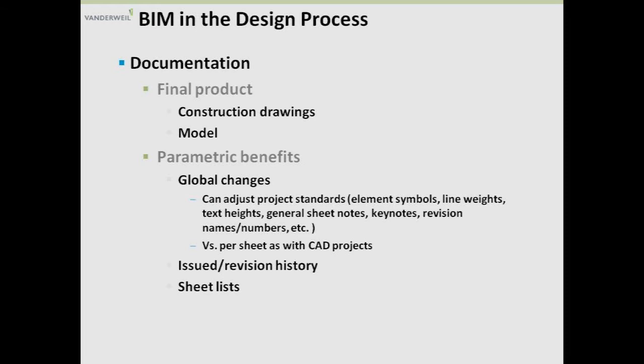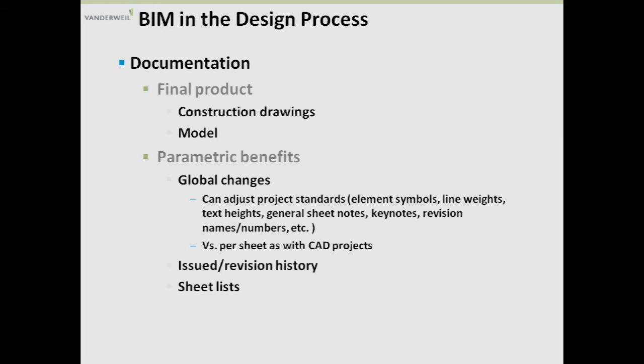And then, as far as documentation, the parametric benefits that come from it are, first of all, the idea of global changes that can be made to the standards. So you've got project standards, whether it's line types, symbol size, or the actual symbol. It can be text type. Whatever it is, you can change these once in the project, and then every single sheet that is referencing those project standards will be updated automatically. So you no longer have to go to each sheet and make those revisions.